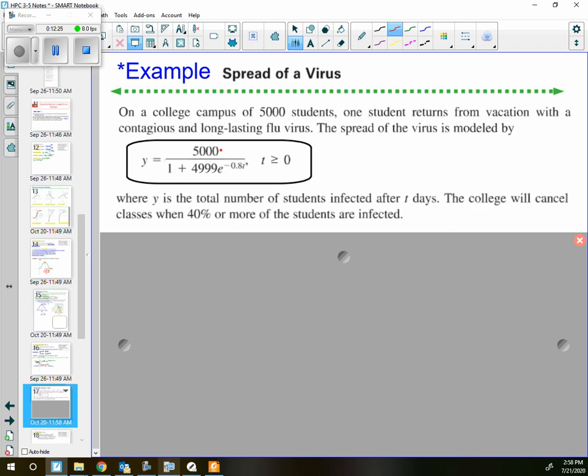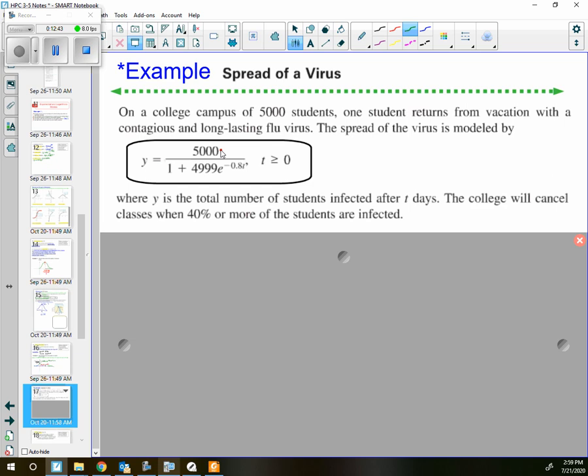So this logistic model will govern how many students have the virus after t days. So y is the total number of students infected after t days. The college is going to cancel classes when 40% or more of the students are infected.